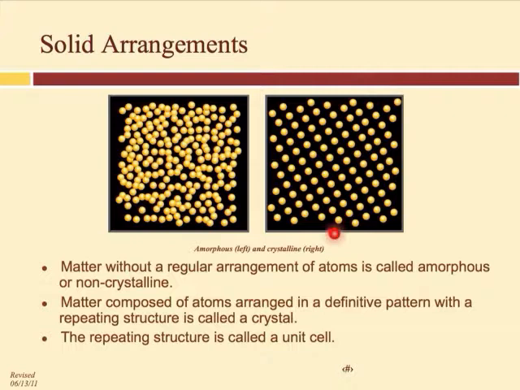So let's pretend this is carbon. And this is carbon. All carbon atoms. You got amorphous carbon on the left and crystalline carbon on the right. What would you want? The right. Why would you want the right one? Predictable. It's valuable. Yeah. Right? What's crystalline carbon?